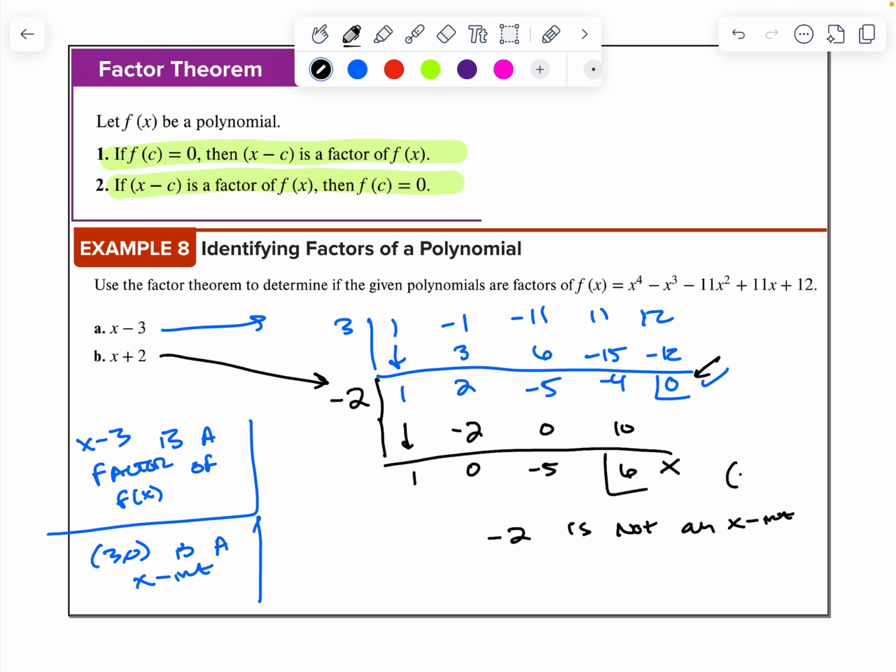We do have the point negative 2 comma 6, right? We can graph that point, but it does also tell us that x plus 2 is not a factor of f of x. So we didn't waste our time. We did get a point that we can graph. It's not just a total waste of time, but negative 2 is not one of the solutions, right? Negative 2 is not one of the zeros. x plus 2 is not one of the factors.